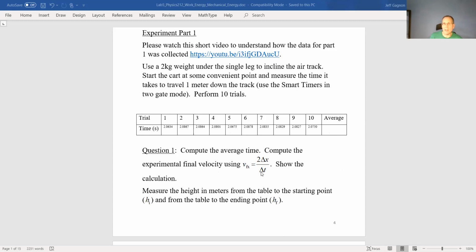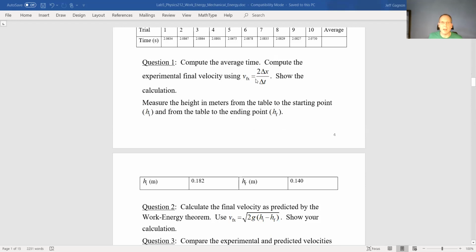Remember, it's twice delta x over delta t. But we know in this case that delta x is simply going to be 1, because it travels 1 meter down. The displacement is 1 meter down the air track. Okay, and make sure you show me that calculation.